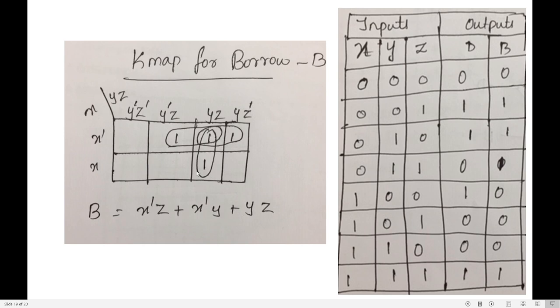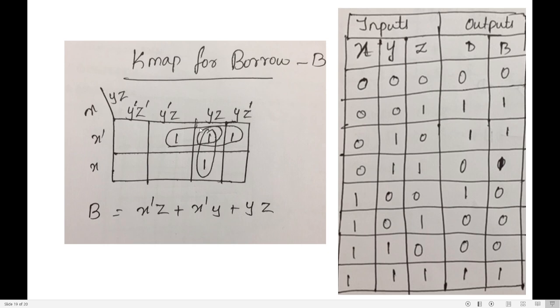Do all the plotting. After completing the plotting of these 4 ones, what you need to do is group. Now I can group it because these two are adjacent, so I make this a single group. These two are adjacent, I will make it as a single group. These two are adjacent, I will make it as a single group. So I will get term 1, term 2, term 3.